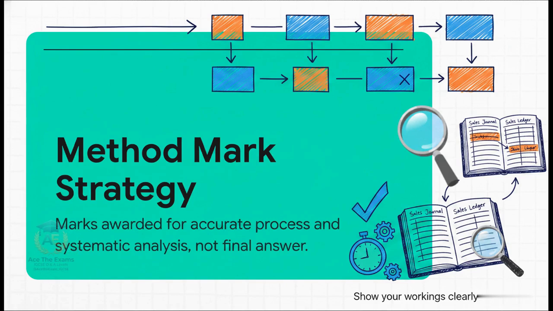If you enter a credit sale correctly into the sales journal, but then in a moment of panic, you mess up the transfer to the sales ledger, you only lose the mark for that specific transfer error. You still capture the method marks for the initial correct entry. It's like a safety net. But that net only catches you if your process is visible.